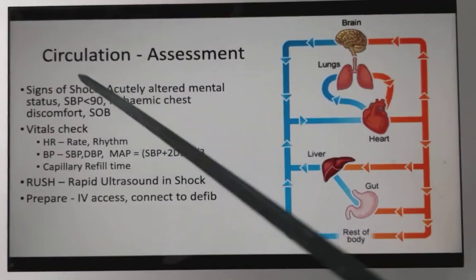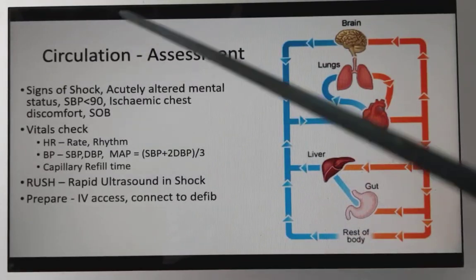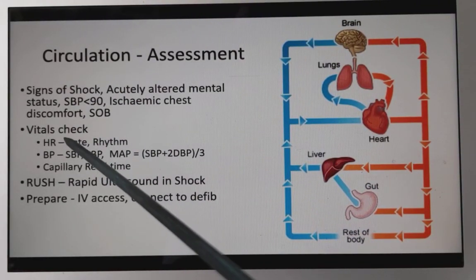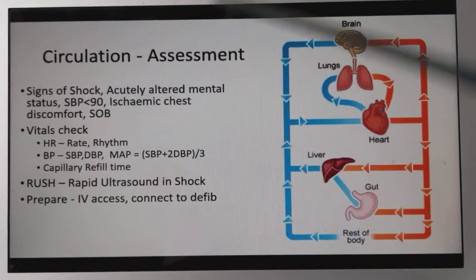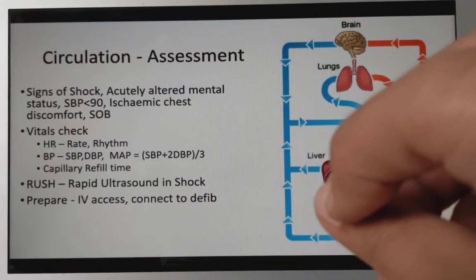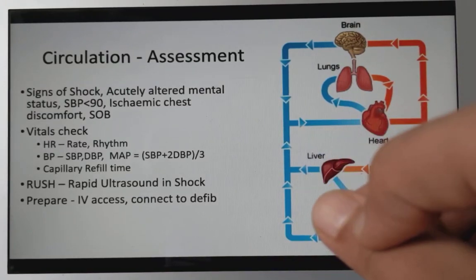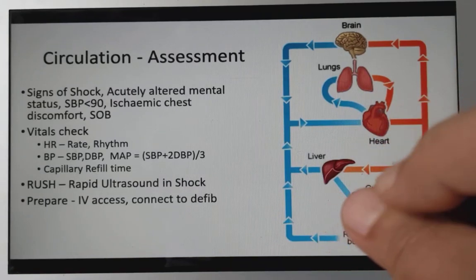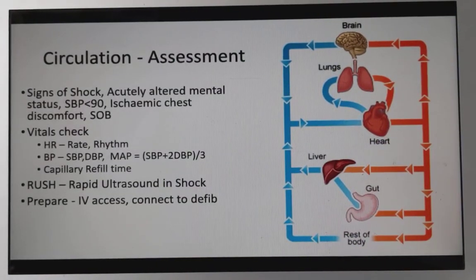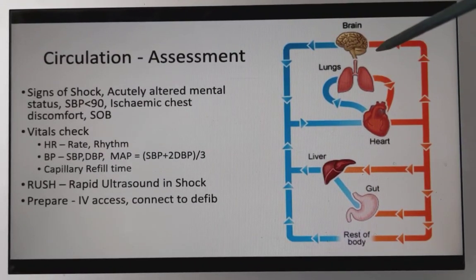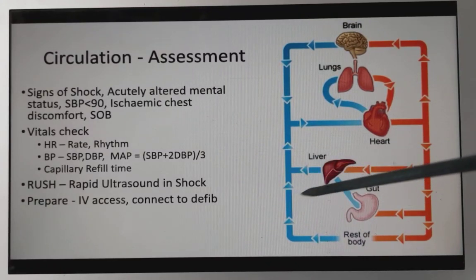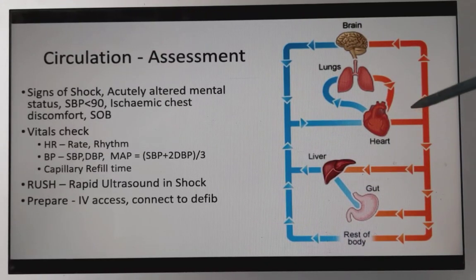So you assess if there are any signs of shock. You check for circulatory compromise. You check their heart rate, blood pressure, and we talked about the capillary refill, where, pressing onto someone's finger, it blanches, and then when I take it off the color resumes and comes back within 2 seconds. If it takes more than that, there should be a problem. So you prepare your IV access and connect the patient to the monitor.